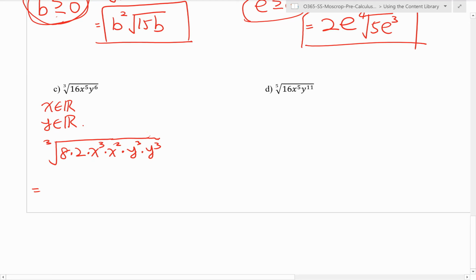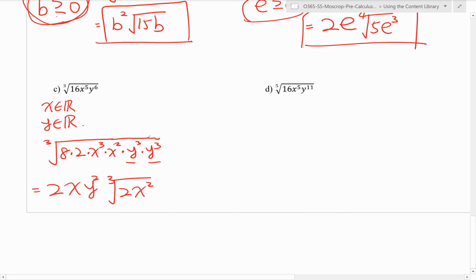Okay, so cube root of 8 is 2. Cube root of x cubed is x. I have cube root of y cubed twice. So I'm going to have y squared outside because 1 y each for one of these two, right? And then I still end up with 2 inside and x squared inside the radical sign as the radicand, I guess. Okay, so that's part C.